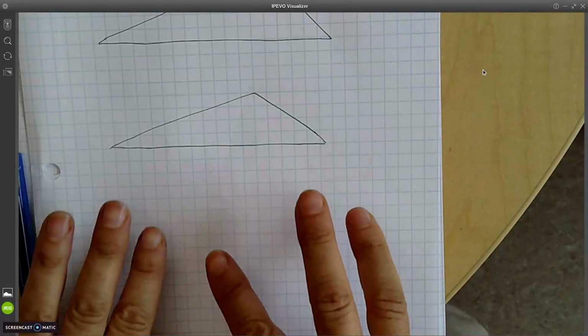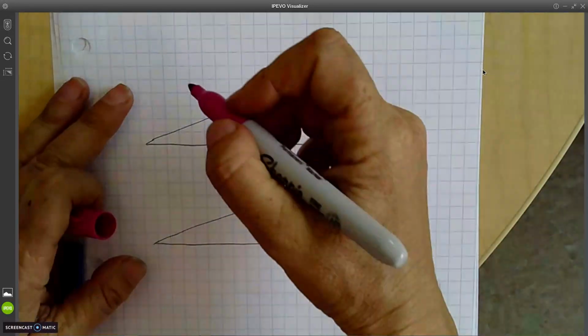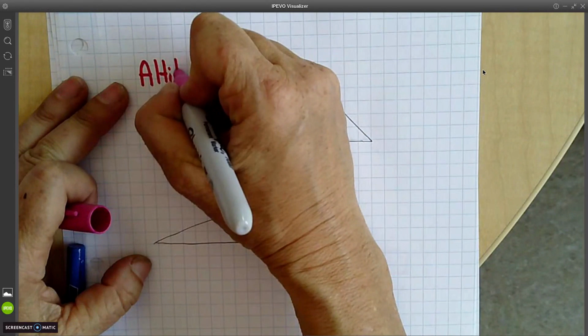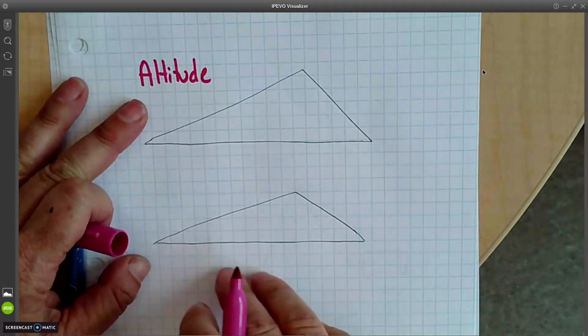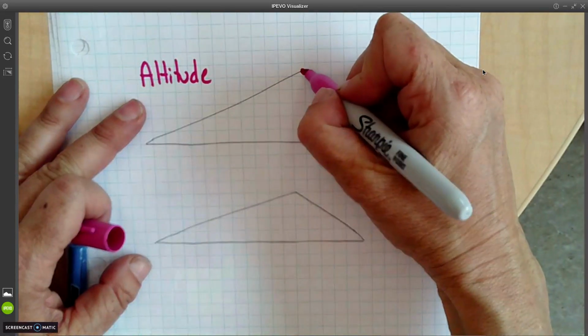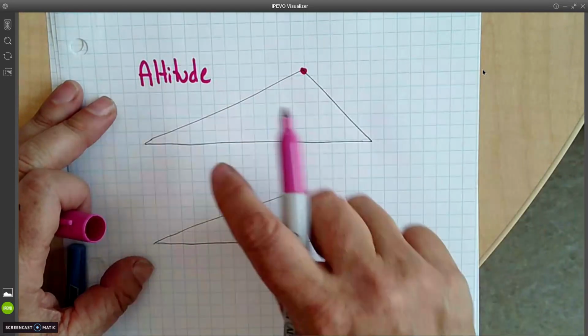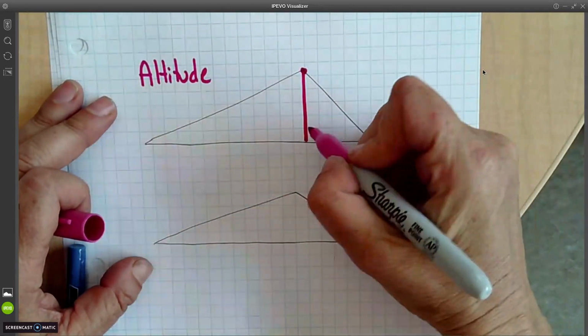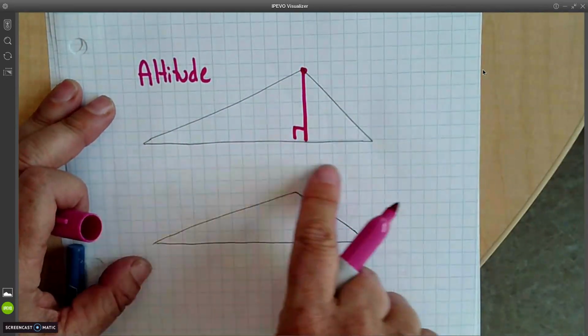Let's look at some things about triangles. First thing I want to look at is just a word called altitude. An altitude is actually a line, and it's a line that goes from any vertex straight down so that you make a right angle with the base of your triangle.